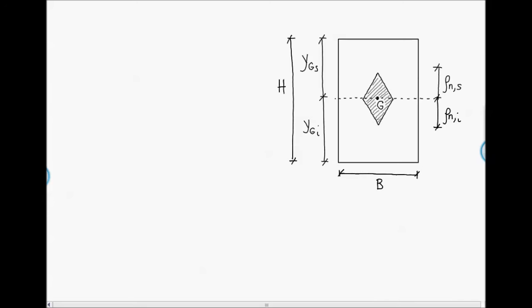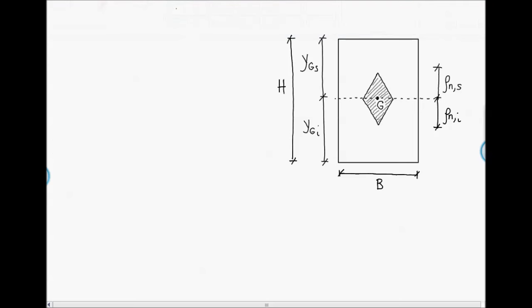Let's consider the case for a rectangular cross-section. We have G, which is the centroid of the resistant cross-section. YGS is the distance of the centroid from the superior fiber of the cross-section, and YGI is its distance from the inferior fiber of the cross-section. The one highlighted in gray is the central core of inertia for a rectangular cross-section, and we have indicated with ρns and ρni the dimensions of the central core of inertia along the y-axis of our cross-section.